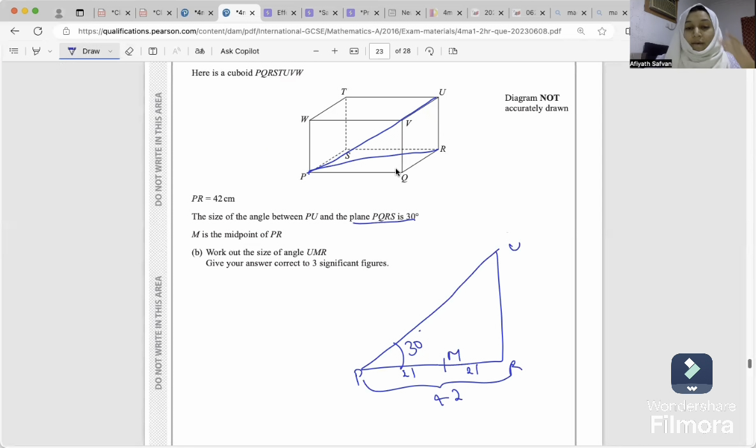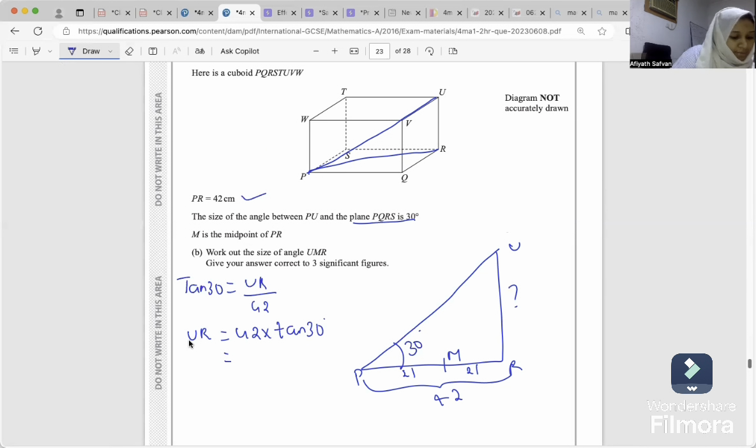So the PQRS, if you take the base as PR, we have to apply the Pythagoras here, but it's already given to you as 42. So I'll take it directly as 42 here. So I need to find out my UR first, isn't it? Therefore, if I want my UR, I have to apply my tan, right? Therefore, tan 30 is equal to UR divided by 42. Therefore, my UR is going to be 42 times tan 30, which is going to be 14 root 3. So I got this answer as 14 root 3.